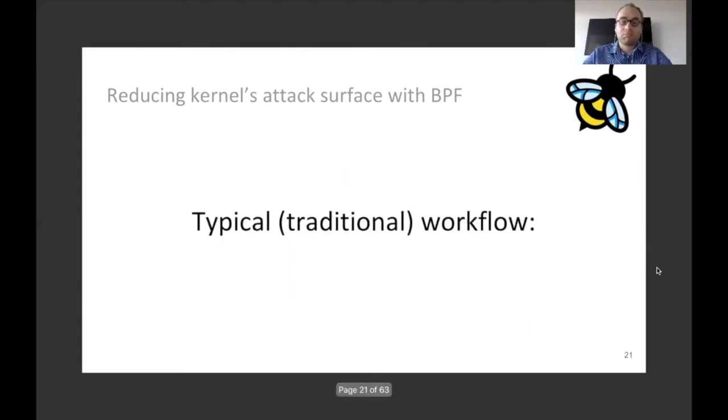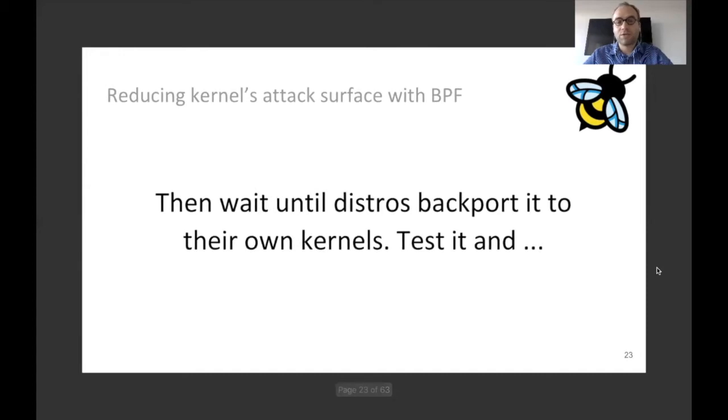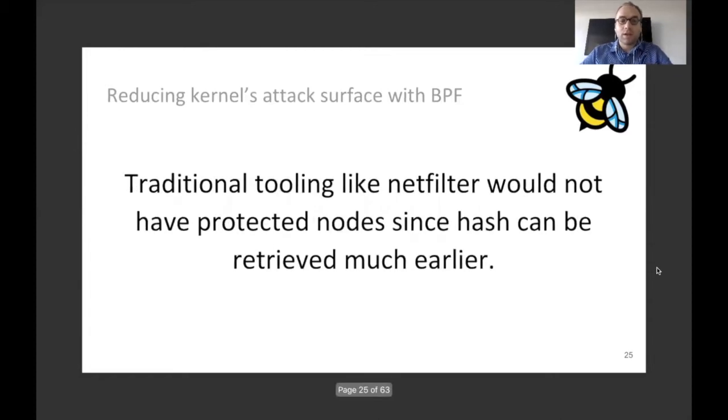So a traditional workflow would basically look like this. You wait until the patch gets sent to the mailing list, you wait until it hits stable kernels, then distributions backport it into their own kernels, then you have to test it in your environment, making sure that the kernel upgrade doesn't break other things, and then you have to successfully roll it out into production, which also means you have to steer away live traffic for those nodes that you successfully reboot.